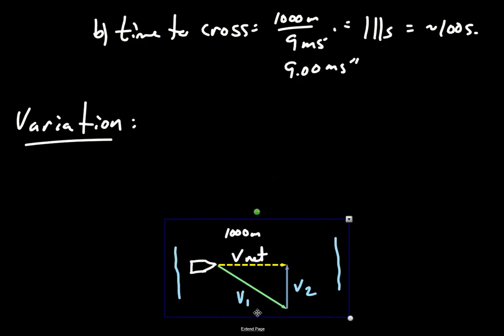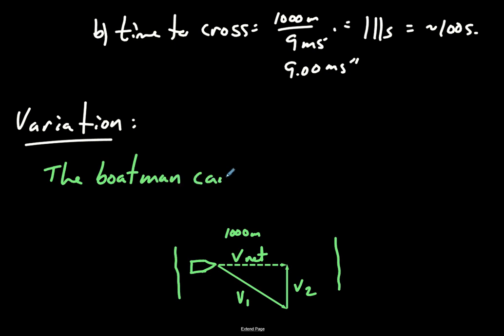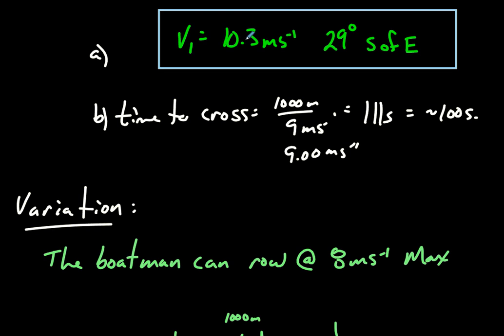So what if, instead of knowing how fast we want him to go, we know how fast he can paddle? That's a slightly different problem, isn't it? So here's a variation, and you might see one like this. The boatman can row at, how fast can he row at? He'll keep it at 8 meters per second max. So that's different than this last question because we just figured out that he has to row at 10.3 meters per second.